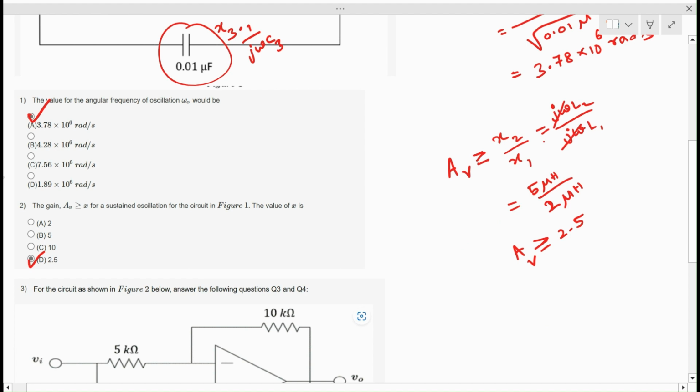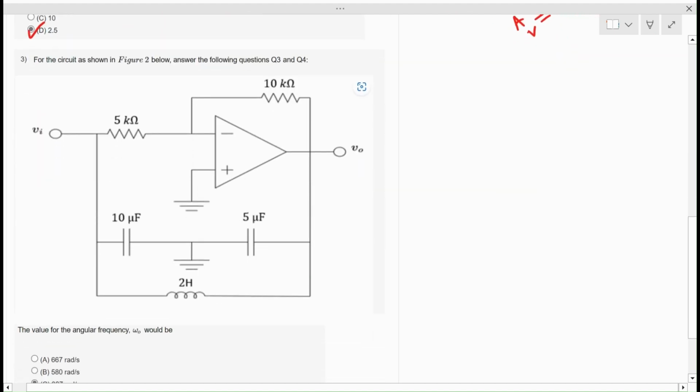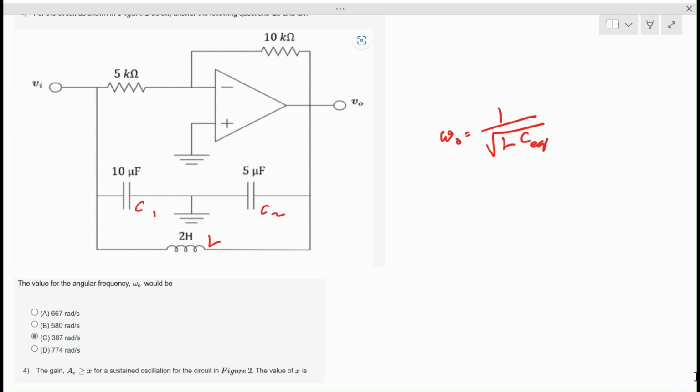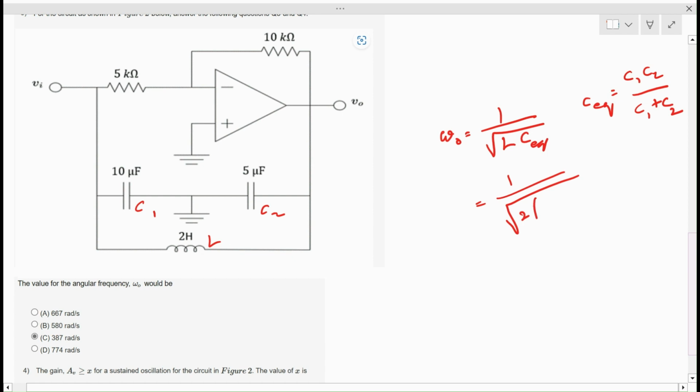The option is D. And the third question, for the circuit given, what is the value of angular frequency omega naught? Here C1, C2 and L is given. Okay, so here omega naught equals 1 divided by square root of L C equivalent. What is C equivalent here? That is nothing but C1 C2 by C1 plus C2, and therefore square root of L, where L is 2, and C1 C2 by C1 plus C2.